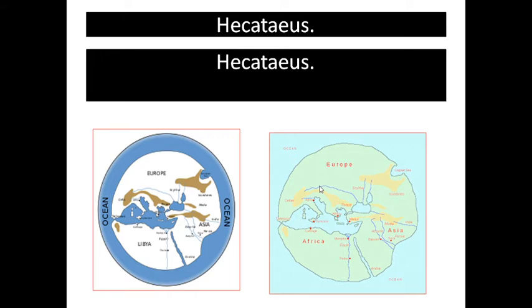Hecataeus was the first person who proposed and implemented the river system on a two-dimensional surface. He drew the rivers onto the two-dimensional surface. And according to him, the earth was just like a plate, like a vessel floating on the river or sea, according to Hecataeus.